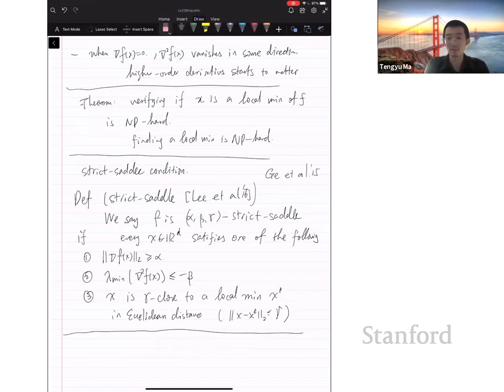Maybe let me pause for a moment and see whether there are any questions. Actually, I'm looking at the query board. I know it's open, it's empty, but if you have any questions, feel free to ask.